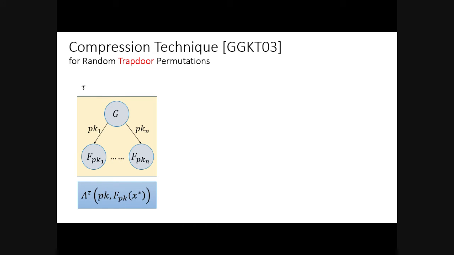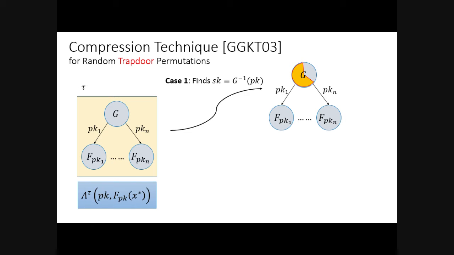And we can do the same thing for random trapdoor permutations. We could say that if an adversary that accepts a public key and a challenge, f_pk of x star, is supposed to invert the challenge and get x star, it can do so using one of two ways. It can either recover the secret key, and using the secret key, it could do f inverse and find x star. That's one way to do it. But if it does that, it means that we could compress g. And this g is a random permutation that reduces to the case of inverting random permutations.